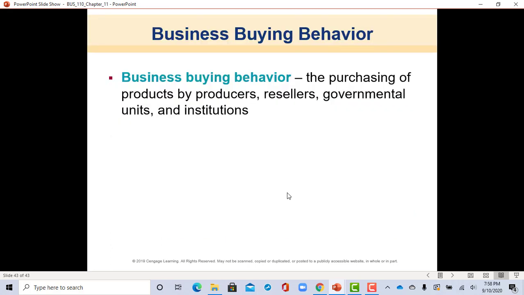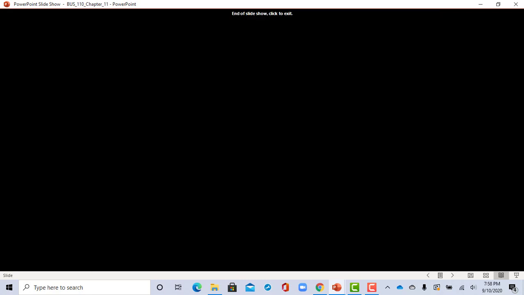Business buyers are generally better informed than consumers and consider product quality, its price, and the service provided by suppliers. And that is it.